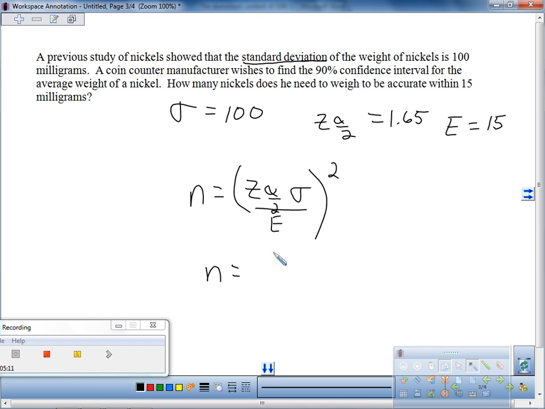Okay, so we just plug all this in, so we end up with 1.65 times 100, all divided by 15. Okay, and so when we plug all this in, we actually end up with a whole number this time. We need 121 nickels in this case.